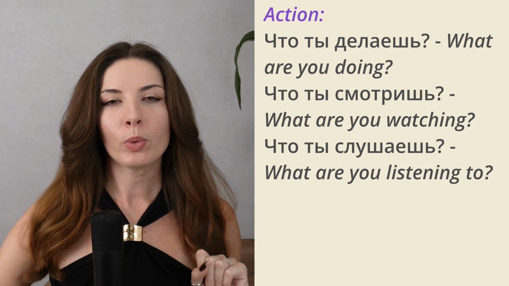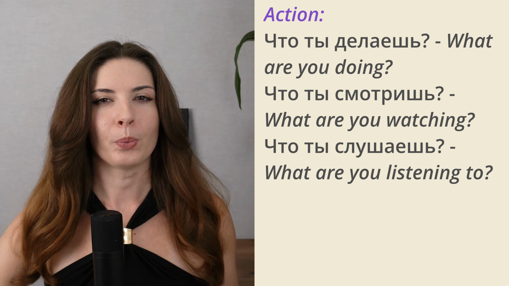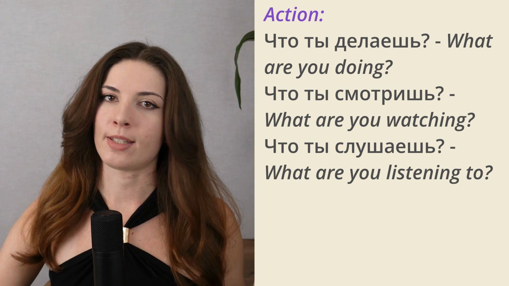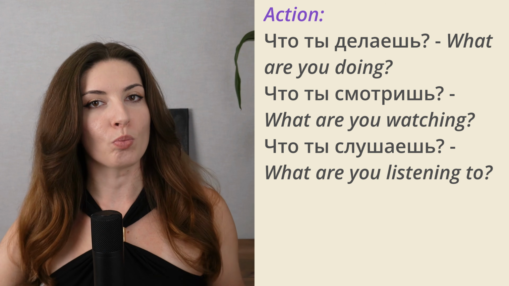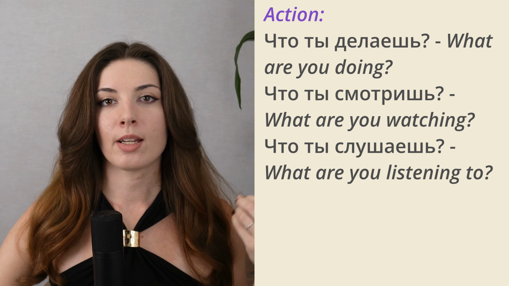Let's start with Какой and Что. What? The first one is Что. Что we will use when we ask a question about an action. What are you doing? What are you watching? What are you listening to? Что ты делаешь? Что ты смотришь? Что ты слушаешь? You see, just an action.